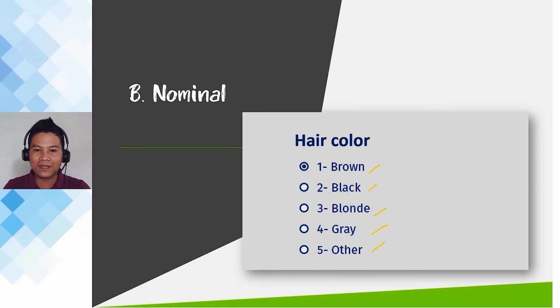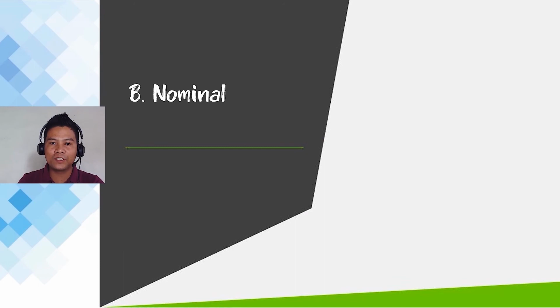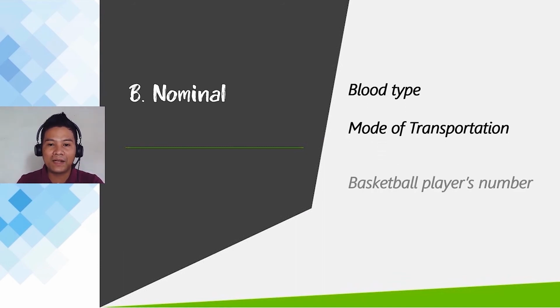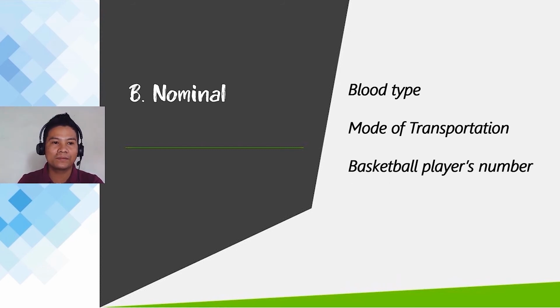So you notice that it is more than two. So that is nominal. Other examples include blood type, mode of transportation, basketball players' number.